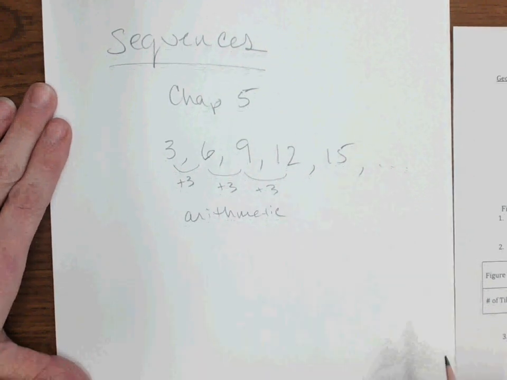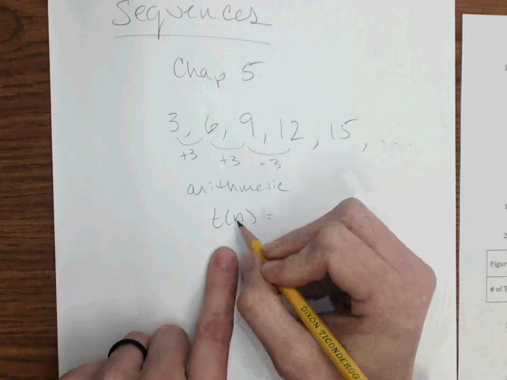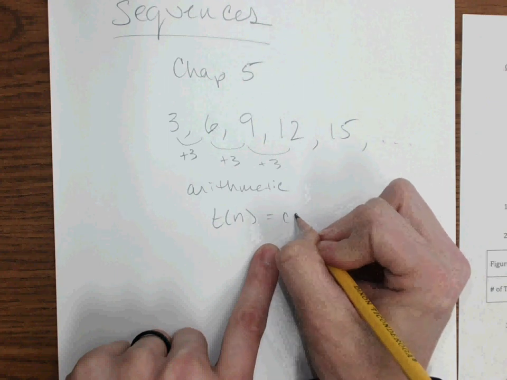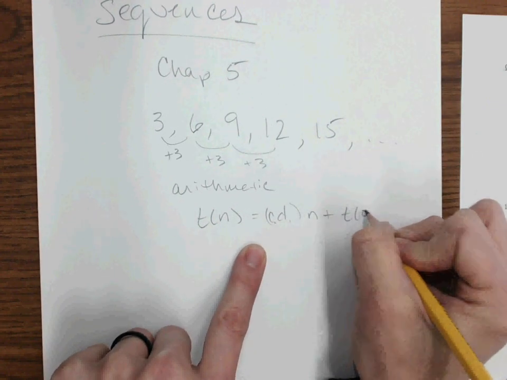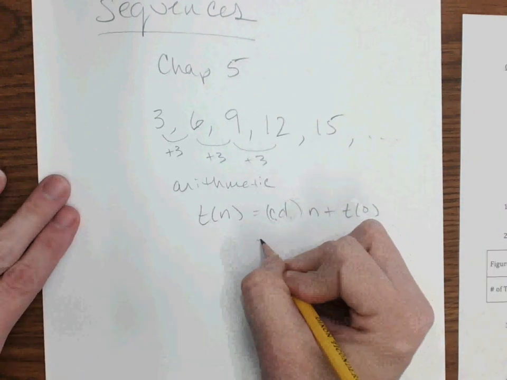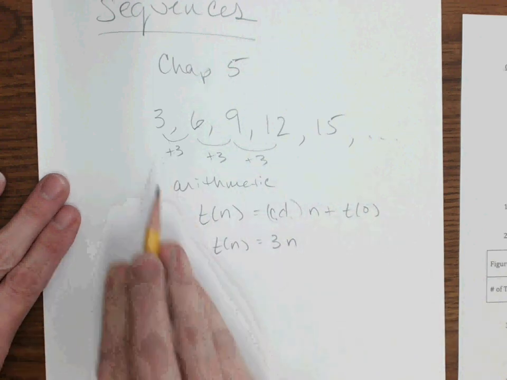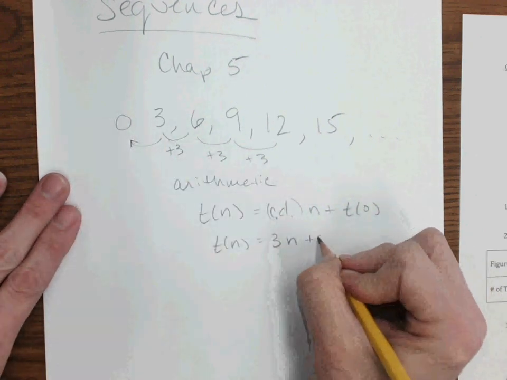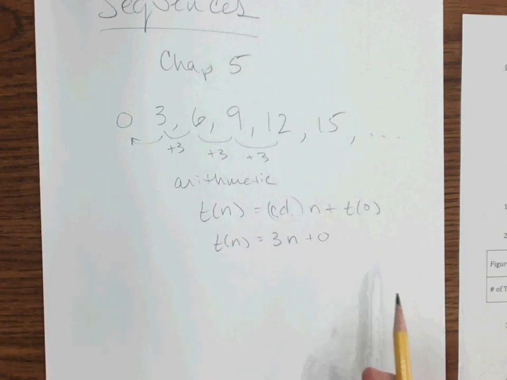We looked at these. We were able to write the equation of them, right? The equation for my sequence is going to be my common difference times n plus my 0th term, right? So in this one, my t of n would equal 3n, right? My common difference times n. Working backwards, I would have a 0, so plus 0, right? This should all be reviewed. We've looked at this many times.